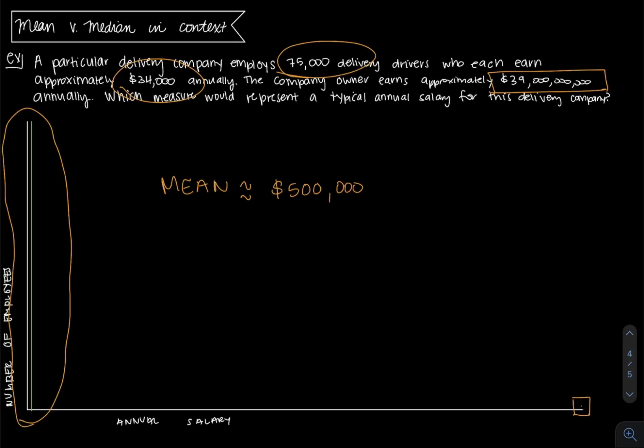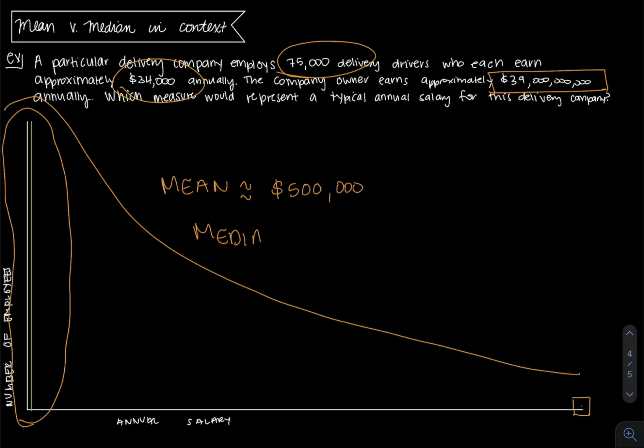If we were to find the median, we would look at the curve of the graph and find where that middle point is, where there's half the amount of values above and half the amount of values below. And that would just be that the median is exactly equal to $34,000 a year, because the middle would be somewhere within those 75,000 drivers' salaries.